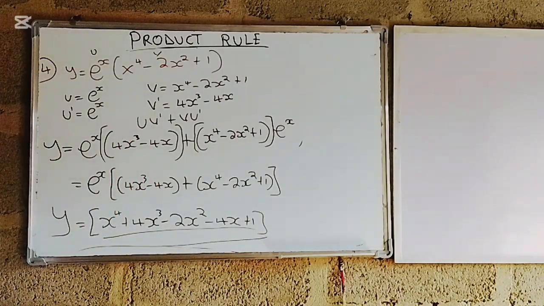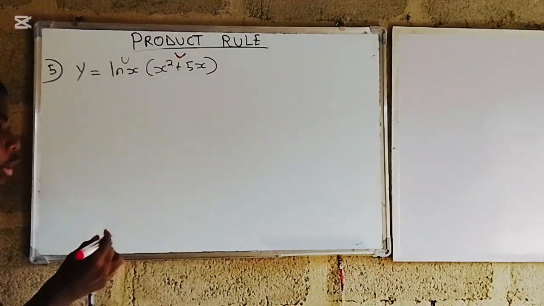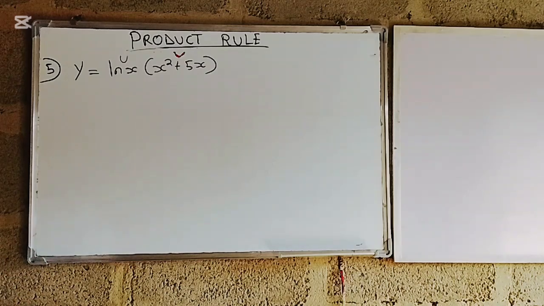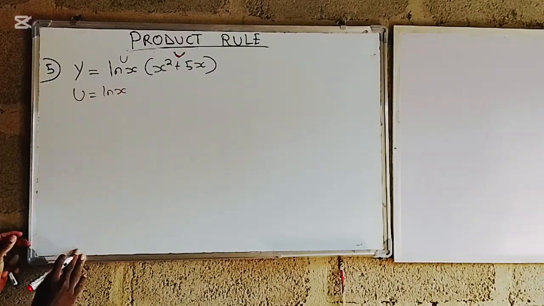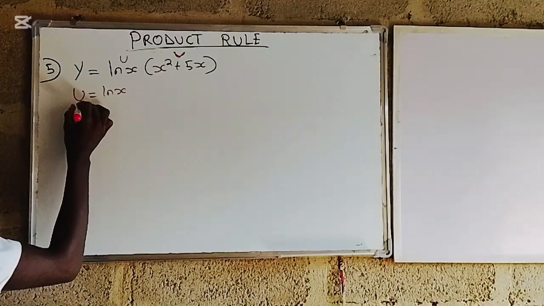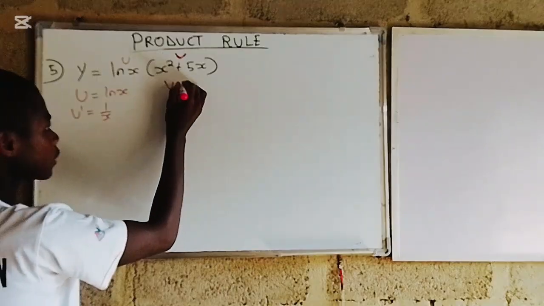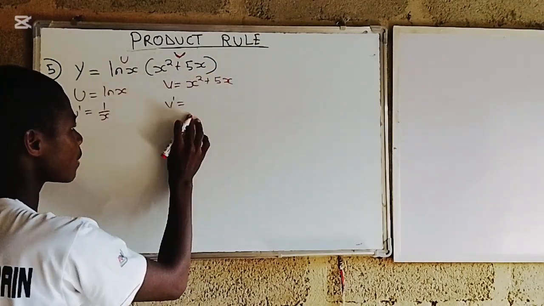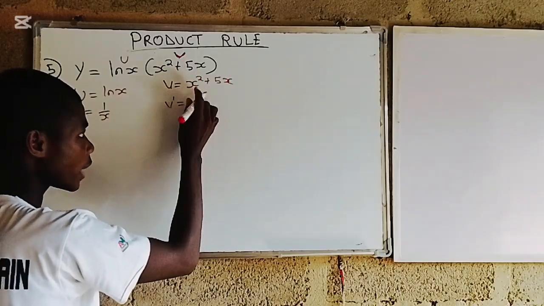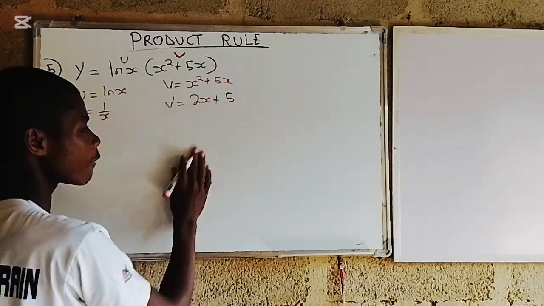of this third problem. Also, we have to apply the product rule, with U and V. You have to set the first part to be U, second part to be V. So U is ln x, and we all know that the derivative of ln x is 1 over x. So therefore, U prime should now be equal to 1 over x, and V should now be equal to x squared plus 5x. V prime is the same thing as, if I differentiate x squared, 2x. If I differentiate 5x, 5.